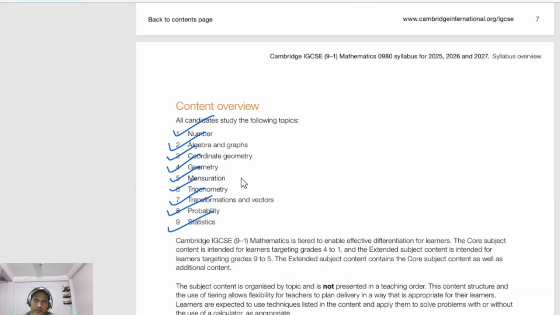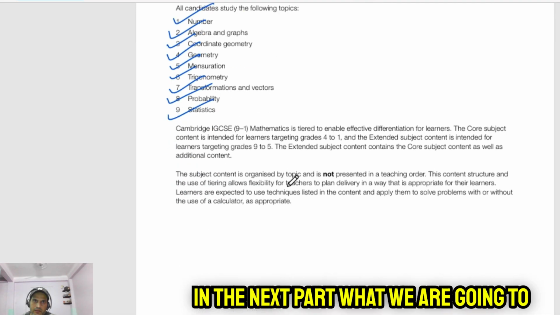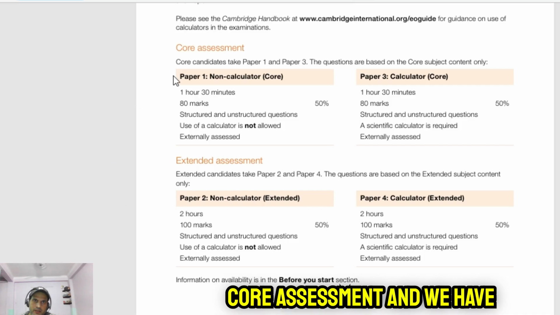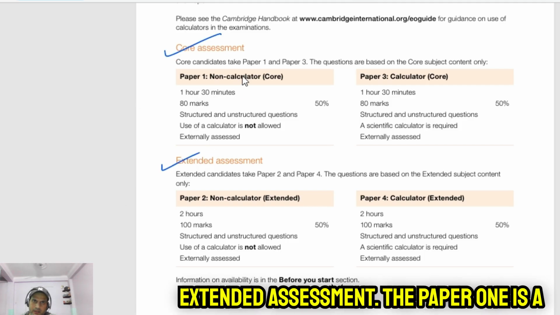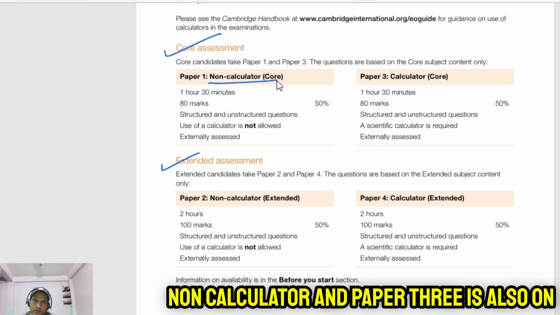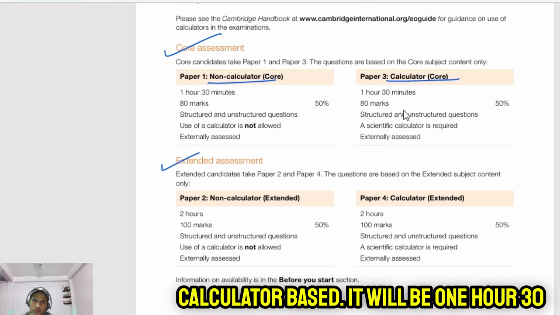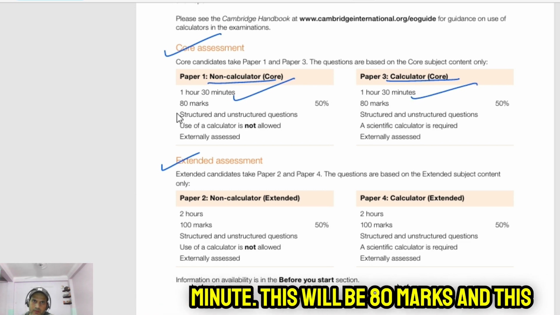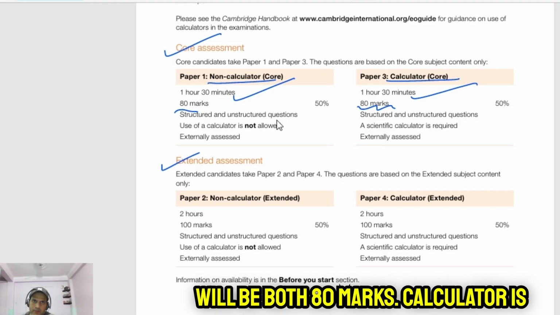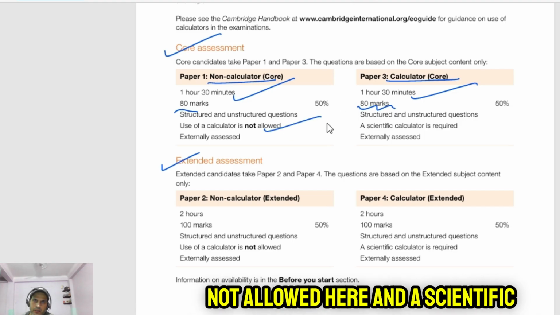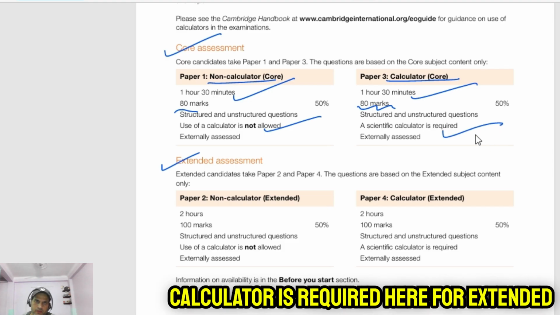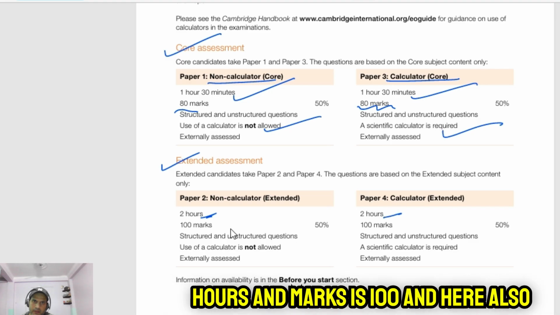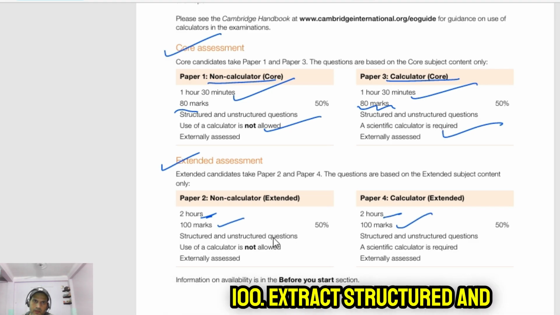Okay, and in the next part, what we are going to discuss more is the paper. There is a core assessment, and we have an extended assessment. Paper 1 is non-calculator, and paper 3 is calculator based. It will be a 1 hour 30 minute paper, and this will also be 1 hour 30 minutes. This will be 80 marks, and this will also be 80 marks. Calculator is not allowed here, and a scientific calculator is required here. For the extended one, the total paper duration will be 2 hours and the marks are 100, and here also 100.